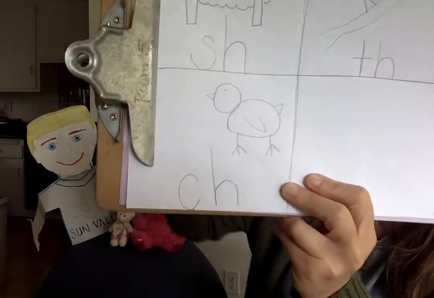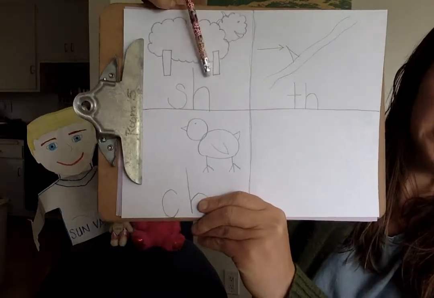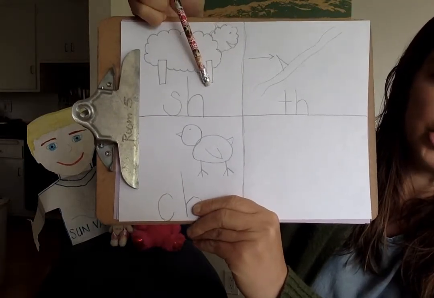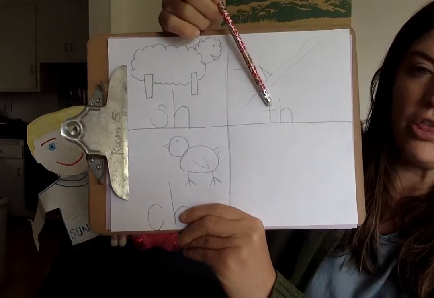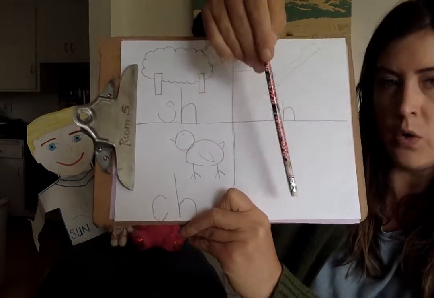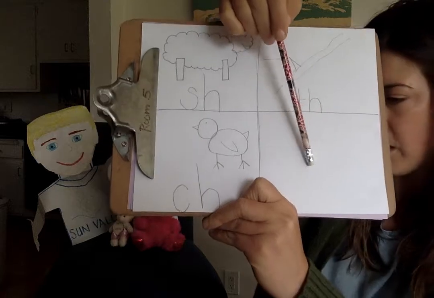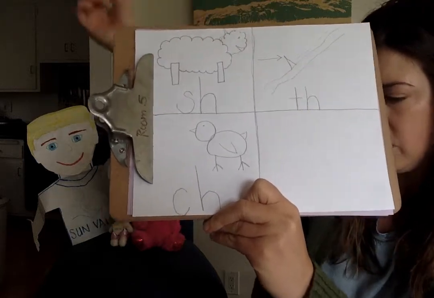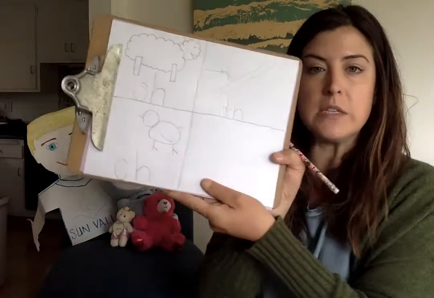Okay, so check your work. Make sure that you have the, what sound is this? Shh. Or th and ch. We'll save this one for another day, okay? So we just need these three. We're going to use this now to write some words.